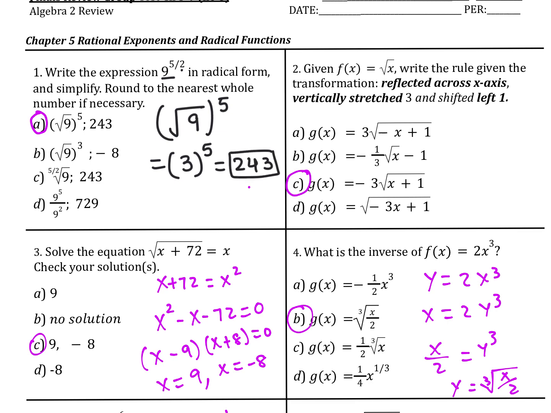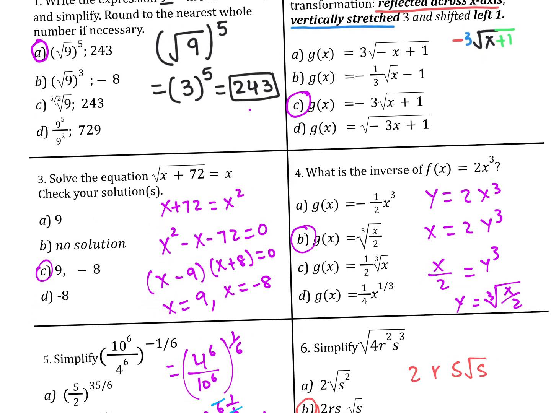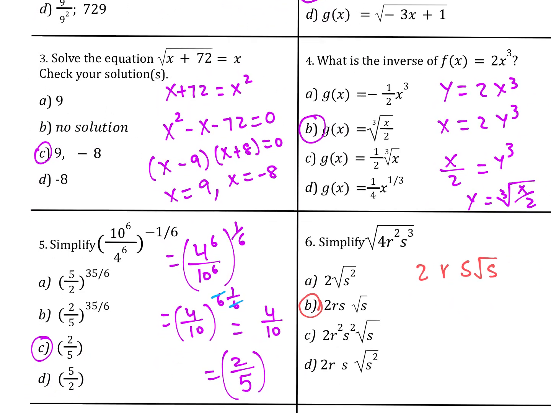Next we have a parent function, square root x. First transformation: reflected over the x-axis, which means negative in the front. Second, you have a vertical stretch by 3, so you multiply in the front by 3. And you have plus 1 inside the function because it's to the left one, so plus 1 inside the function. The answer is C.